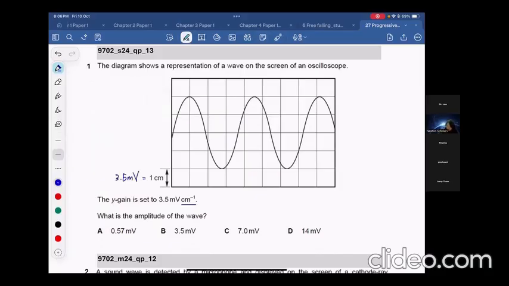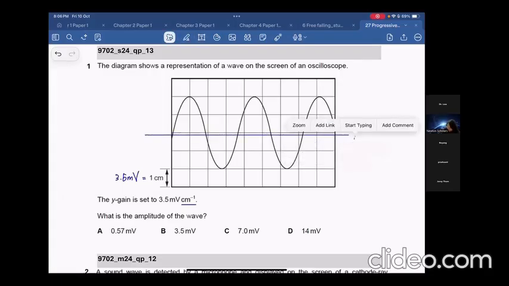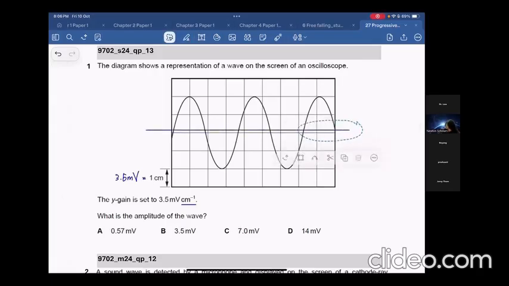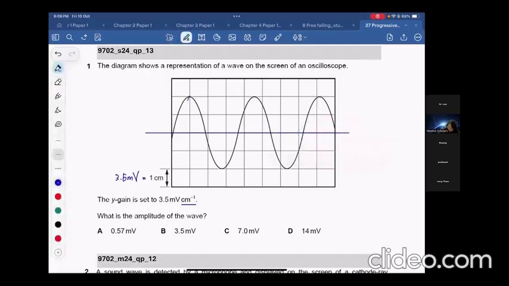So ask yourself. Okay, draw the horizontal middle line at here. From where to where actually is your amplitude? So we label amplitude. This is amplitude. Okay, how many cm is the amplitude? The amplitude here in the diagram is showing you 2 cm.